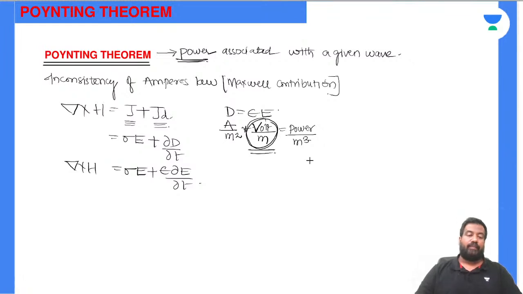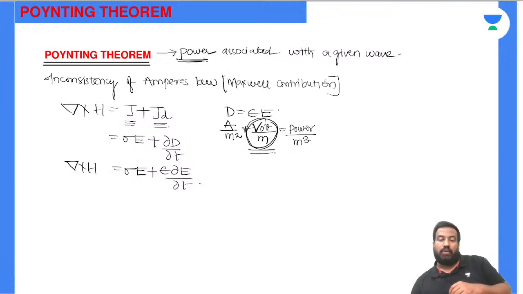So what is the quantity which has volt per meter here? Please tell me. Which quantity has volt per meter? Let me know.